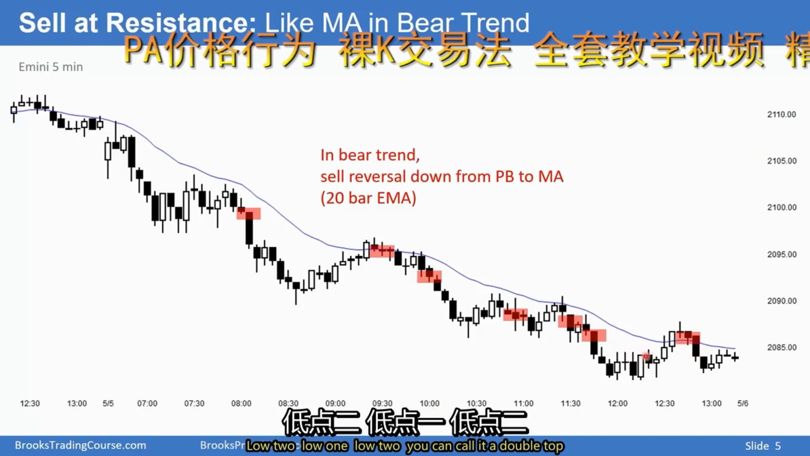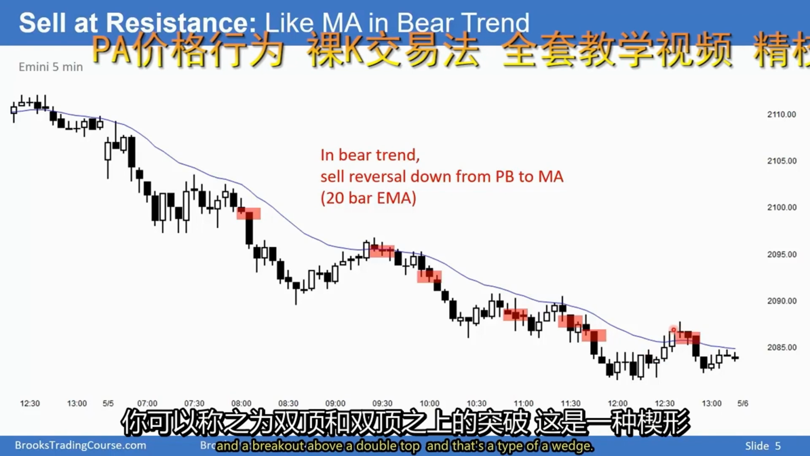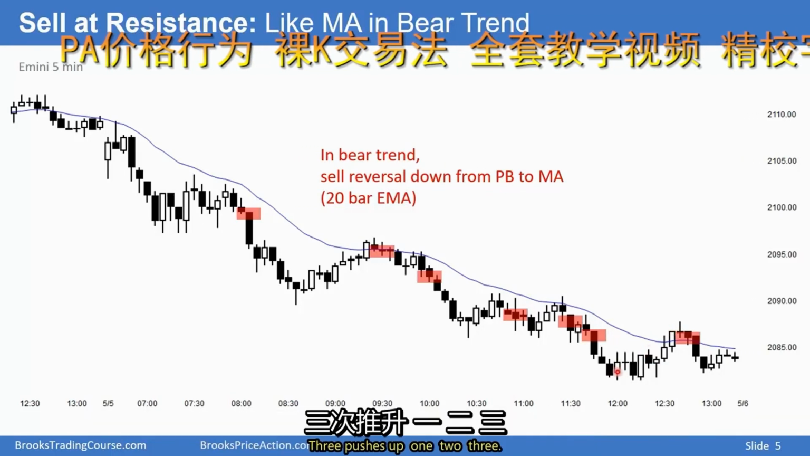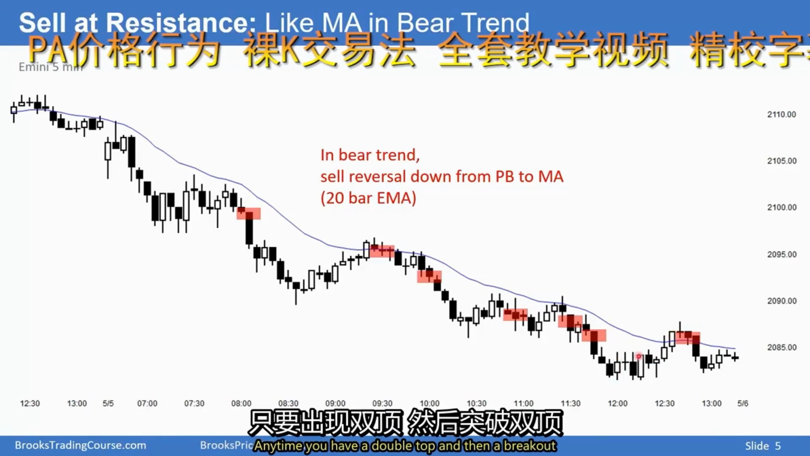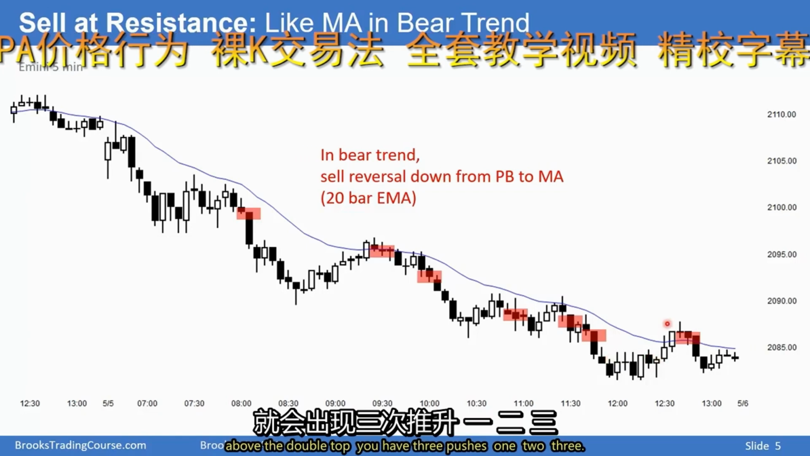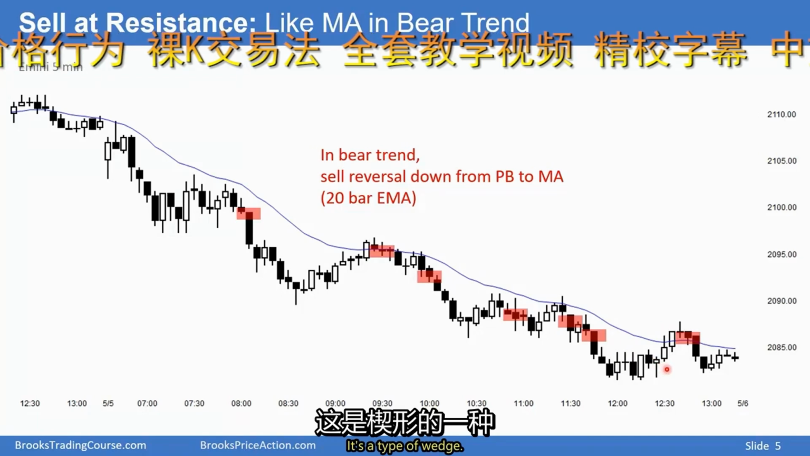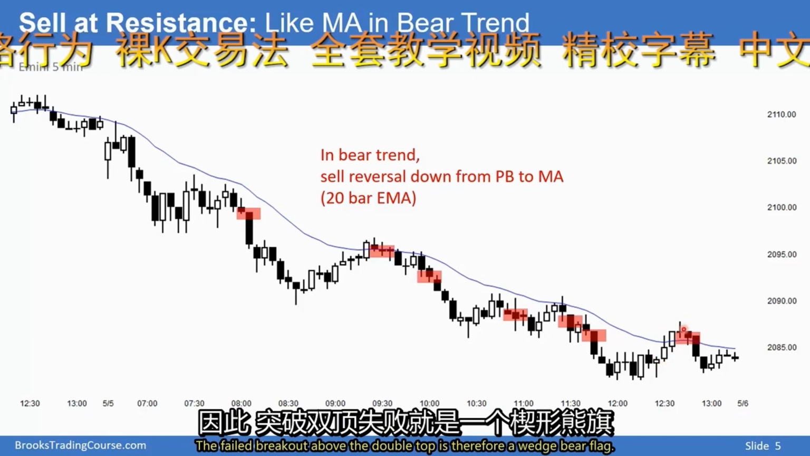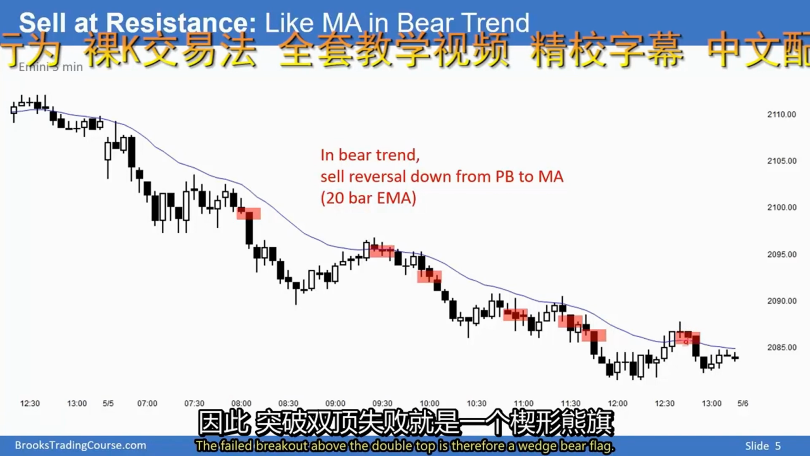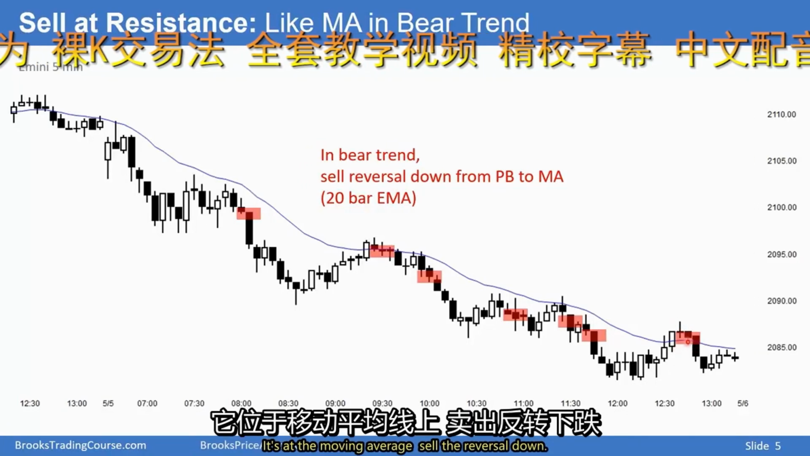You can call it a double top and a breakout above a double top, and that's a type of wedge. 3 pushes up, 1, 2, 3. Anytime you have a double top and then a breakout above the double top, you have 3 pushes, 1, 2, 3. It's a type of wedge. The failed breakout above the double top is therefore a wedge bear flag. It's at the moving average, sell the reversal down.